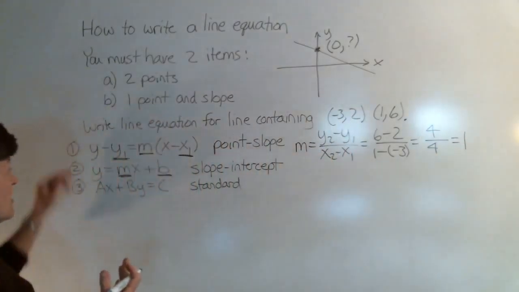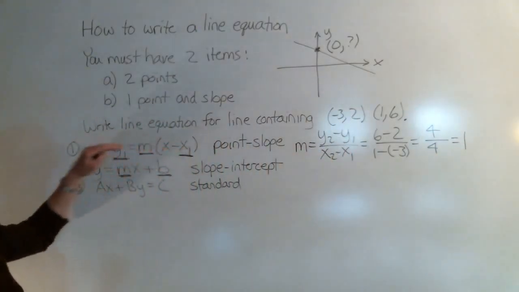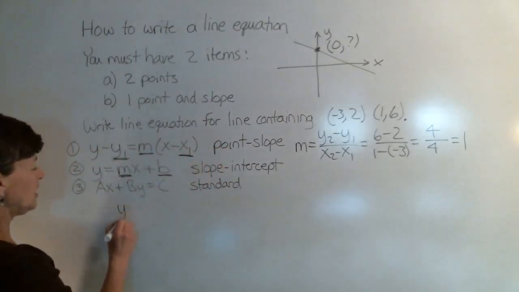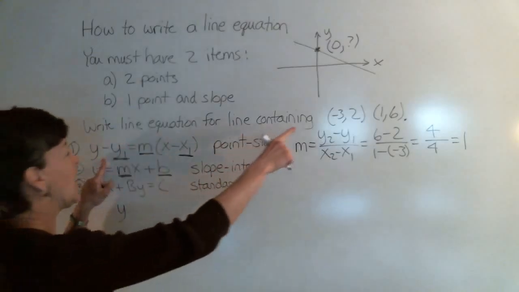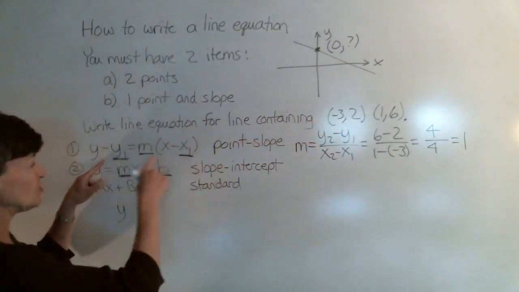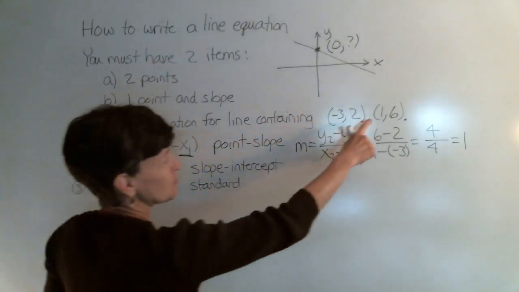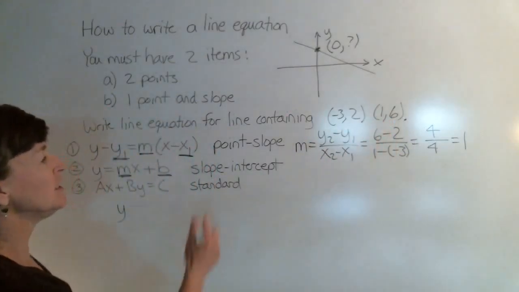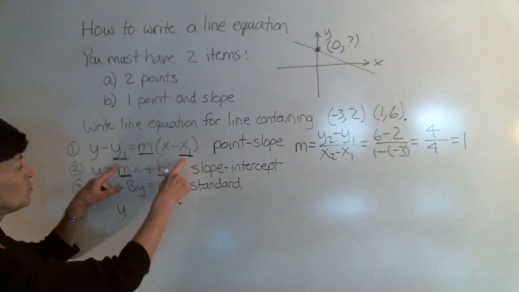Now I'm going to plug these into this first form of a line equation, my point-slope form. All right, y minus... now I'm going to pick one of my points to use in this equation. Let's just pick the 1, 6. I don't need both of them, I just need one of them. Either one of them will do.